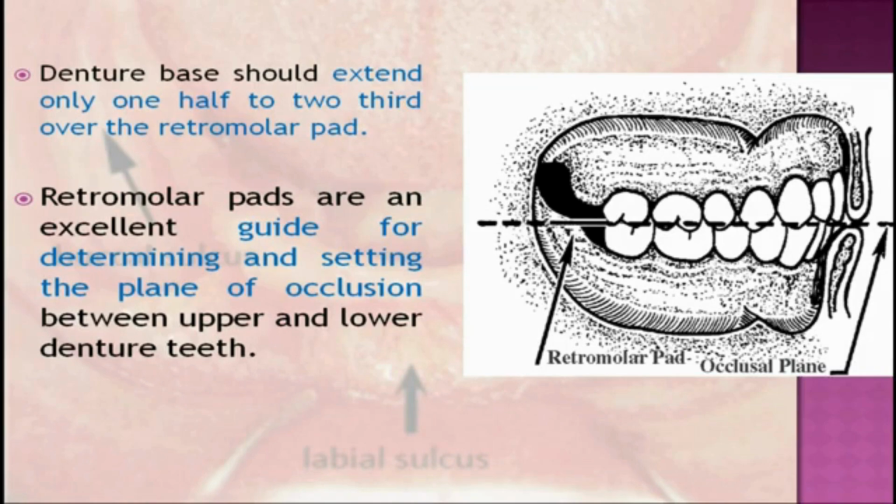It is bounded posteriorly by the tendons of the temporalis, laterally by the buccinator muscle fibers, and medially by the pterygomandibular raphe and the superior constrictor muscle fibers. These muscles limit denture extent and prevent the placement of extra pressure during impression making. Hence, the denture base should extend only 1/2 to 2/3 over the retromolar pad. Retromolar pads are an excellent guide for determining and setting the plane of occlusion between the upper and the lower dentures.